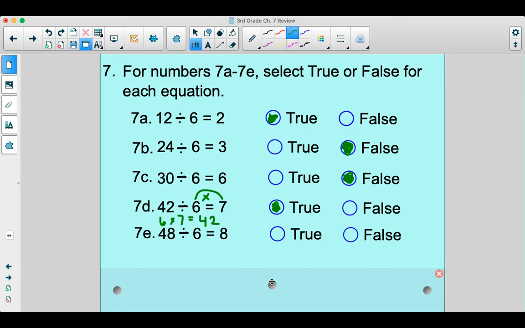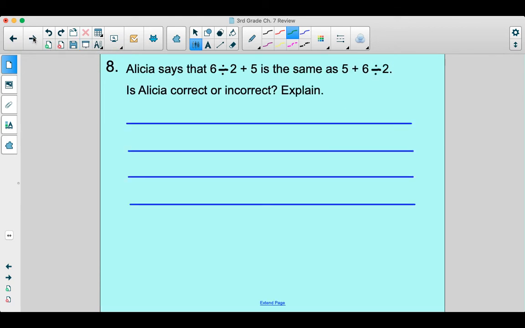How can you figure this out if you're not really sure? What would you do? You can always think about your strategies. So you could check for a fact family like we did last time. Is 8 times 6 48? The answer to that is yes. That would make it true, right? Or you could think about counting by 6s or counting by 8s and seeing if you come up with the right answer. All right, number 8.